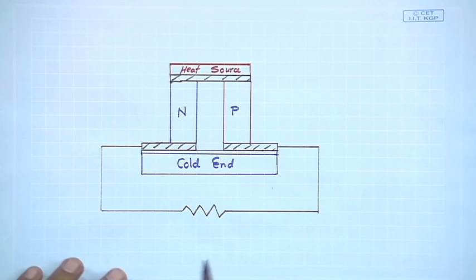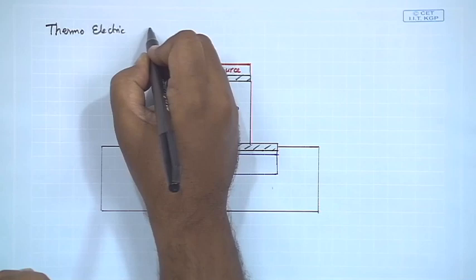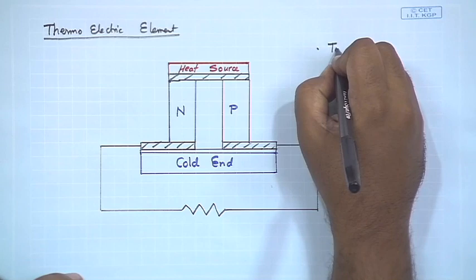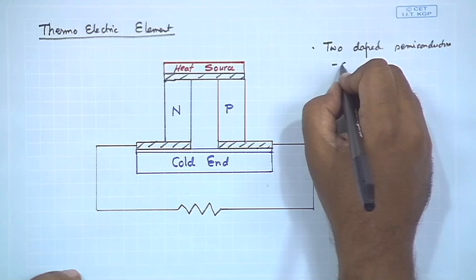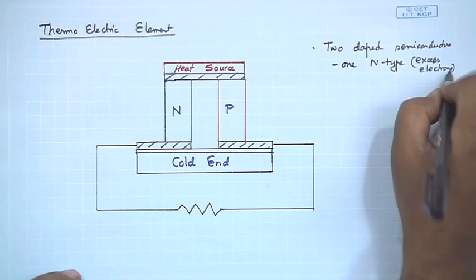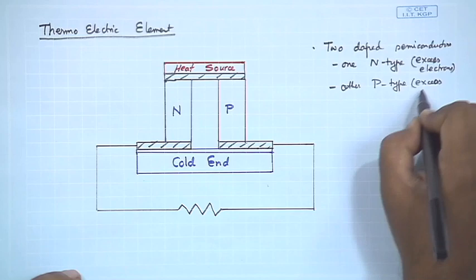What I am showing here, let me write it down, is a thermoelectric element. It has two doped semiconductors, one n type, which means excess electrons, and the other p type, which is excess holes, clear. So now let us talk about this.